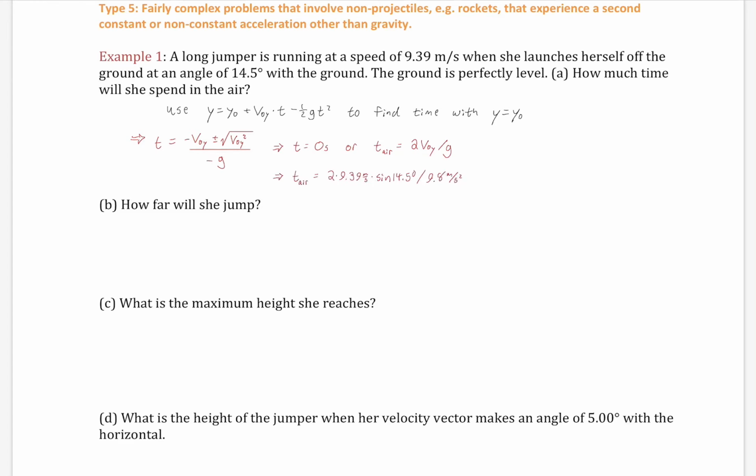It's the time she spends in the air. And when we plug in our numbers, we end up with 0.48 seconds. All right, not very long. And this is not going to be the maximum time she could spend in the air. We could get more time airborne if she jumped at a steeper angle, but she wouldn't go as far.